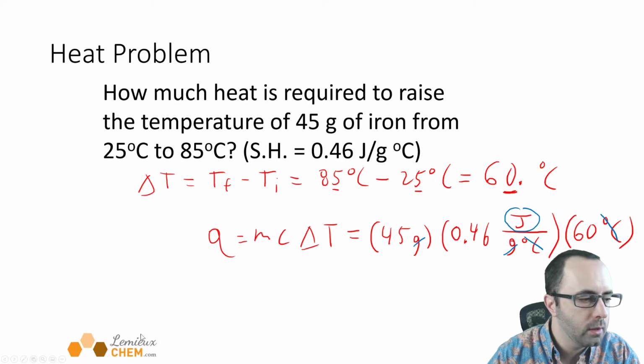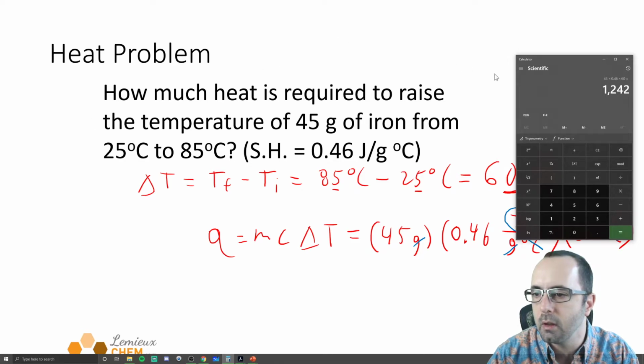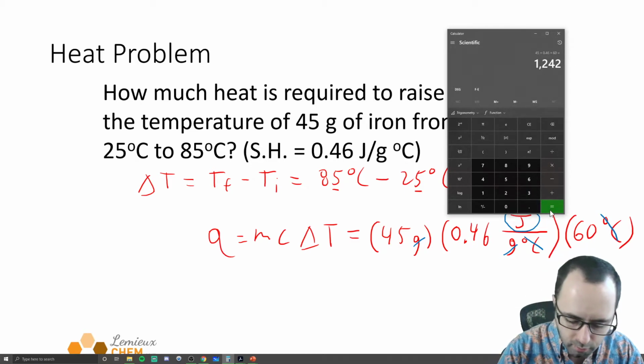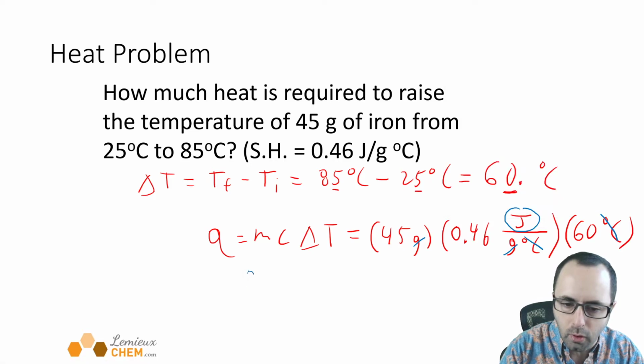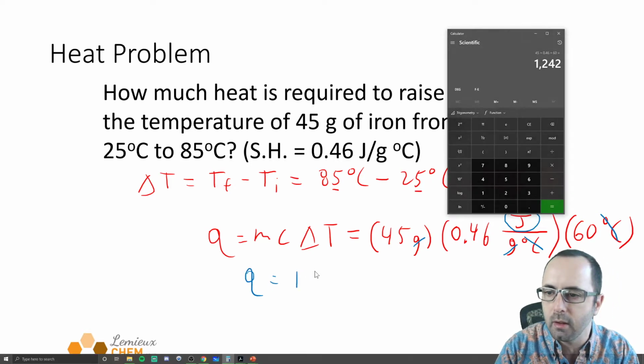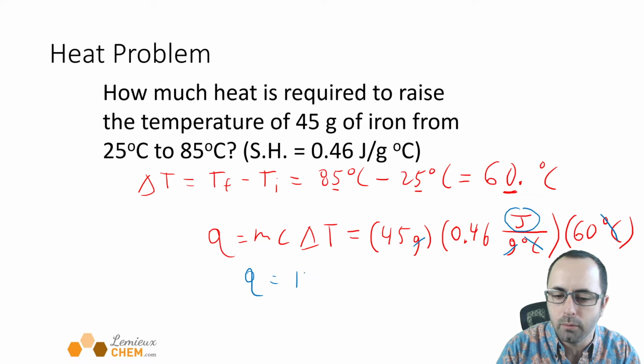Okay, so now we should take out our calculator here, and we should multiply these. So 45 times 0.46 times 60, and this gives us 1,242. So our Q, or our heat required here, was 1,242. But that's not what we're going to write down. Don't forget your unit is joule.